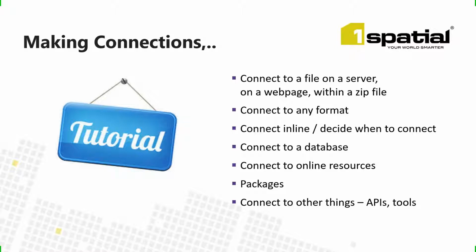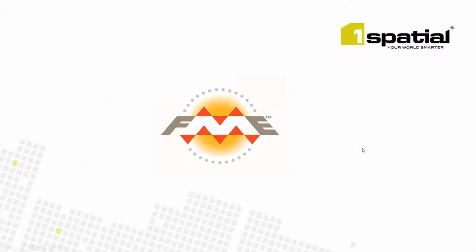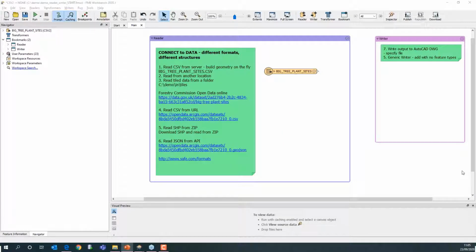We'll then look at some new functionality within FME, which is packages, which relates to how we connect to things. And then we'll look at connecting to other things like APIs and tools that are also possible. So that's the plan for today. As I said, it's tutorial style, so we're going to break out now and go over to FME Desktop and make a start.